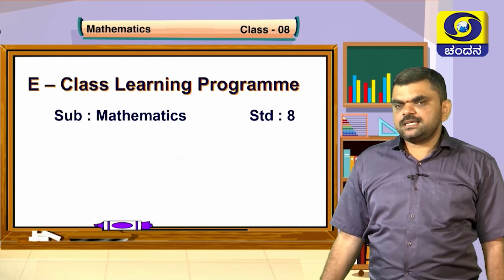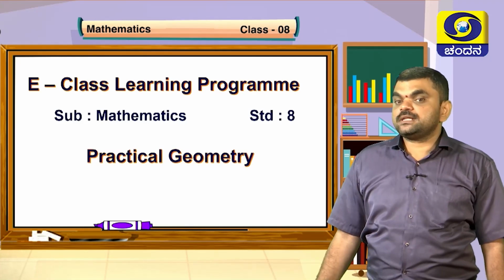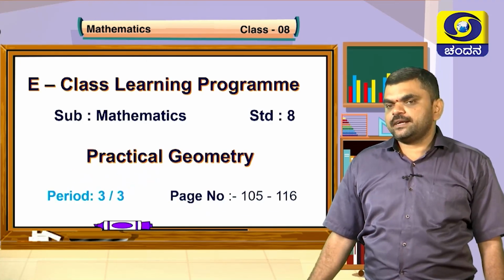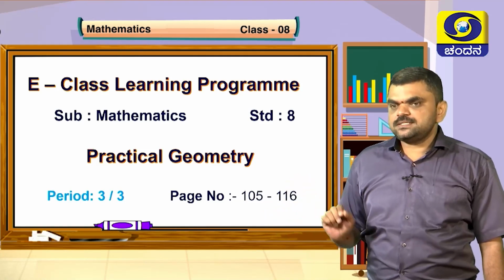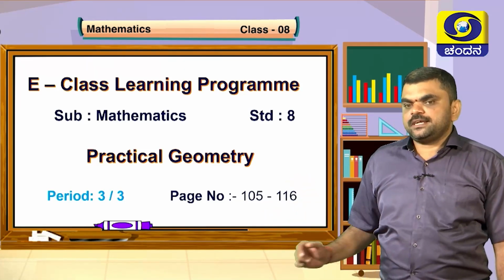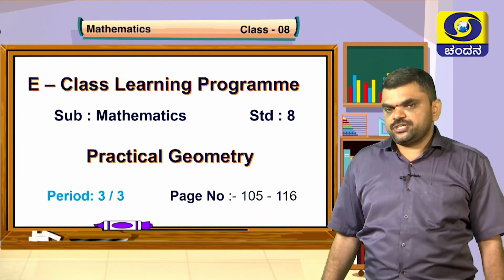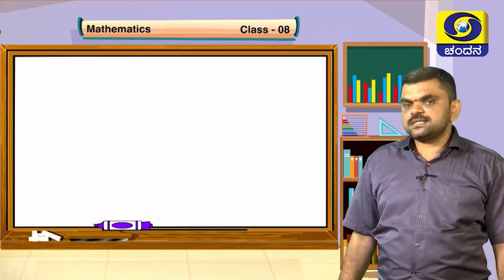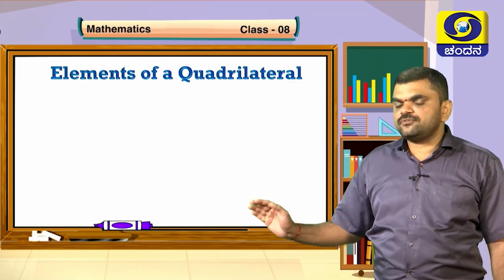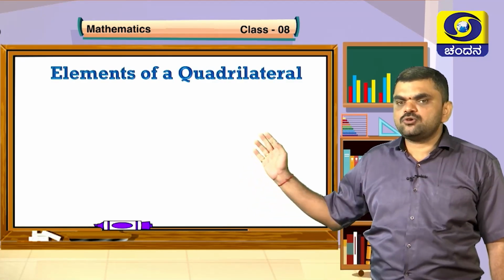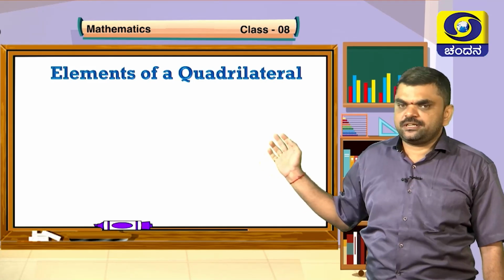In our previous class, we discussed practical geometry, that is, we have already completed 2 sessions. Now it is the last session, children. It is on page number 105 to 116 of your textbook. In our previous class we discussed the elements of a quadrilateral. Just recall those elements again, children.